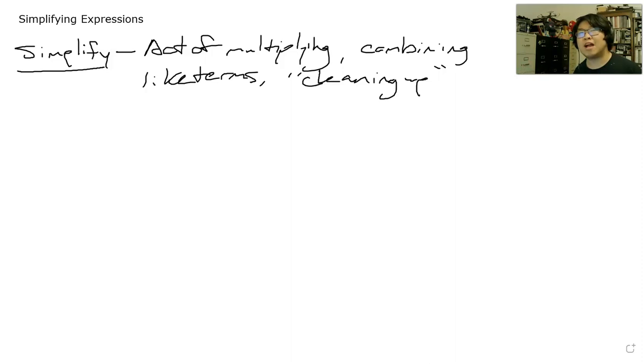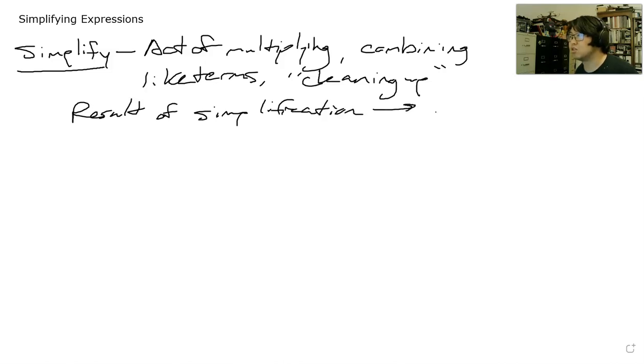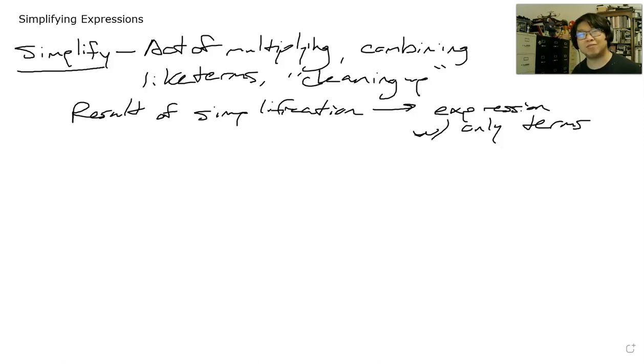If you think about factoring and how it takes this expression, this little list, and cuts it up into pieces that are multiplied together, simplifying is the act of actually doing the multiplication. So the result of simplification should be an expression with only terms. When I say terms, I mean your expression should only have things being added to each other, separate terms added to each other.